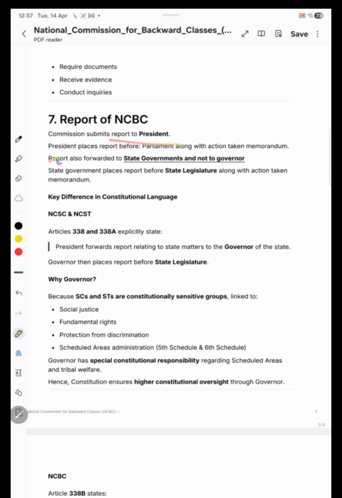the commission will submit the report to the President, and the President then will place the report before Parliament along with the action taken report. Now the report is forwarded for state matters to the state government and not to the Governor. So this is a point which we need to remember. For NCBC, the report does not go to the Governor, it directly goes to the state government. Then the state government places the report before the state legislature along with the action taken report.